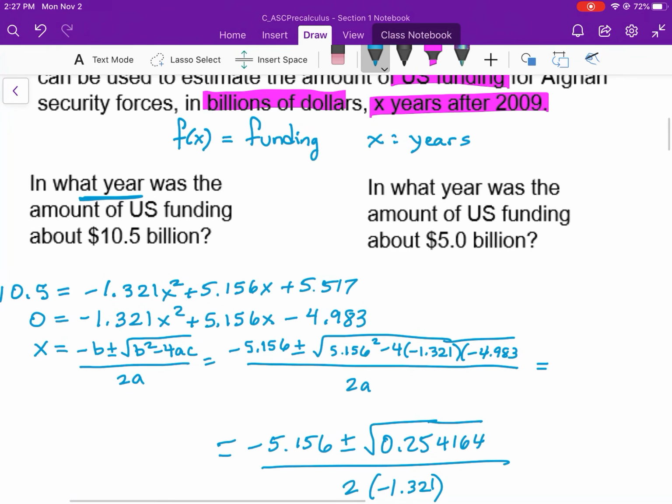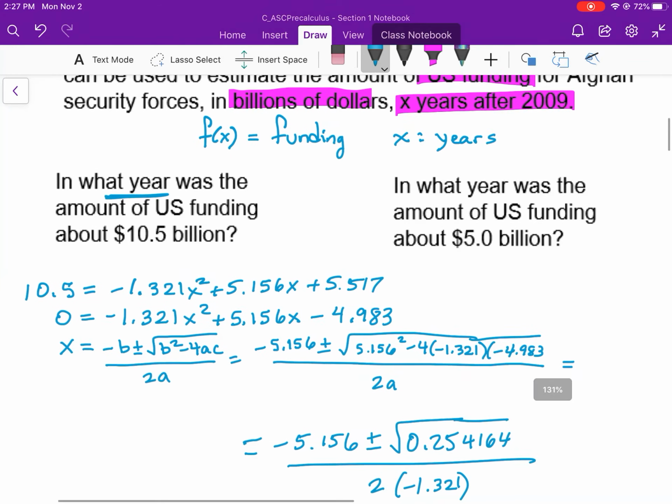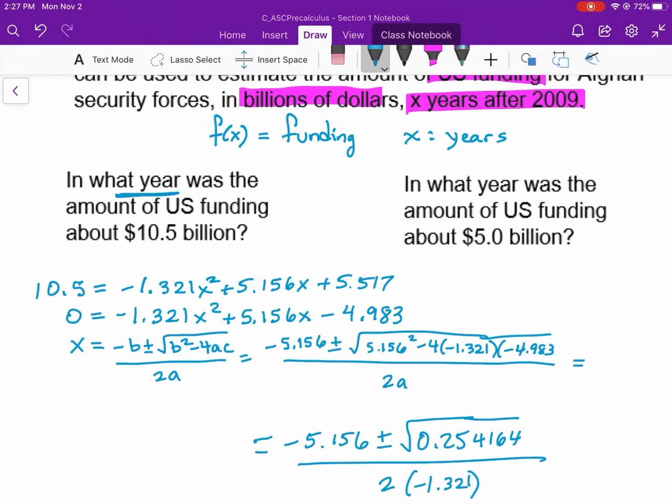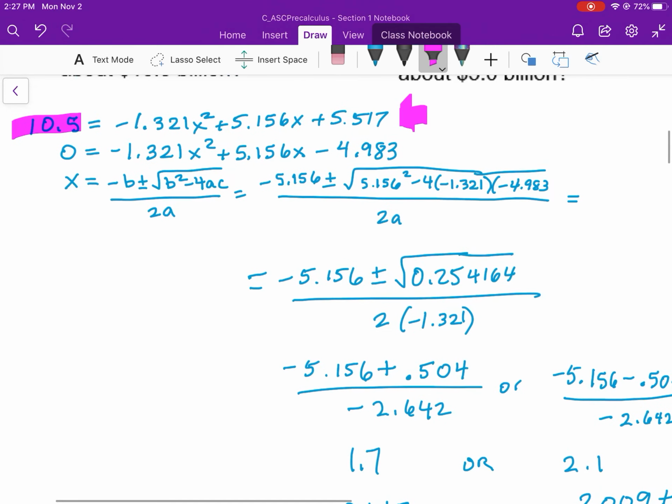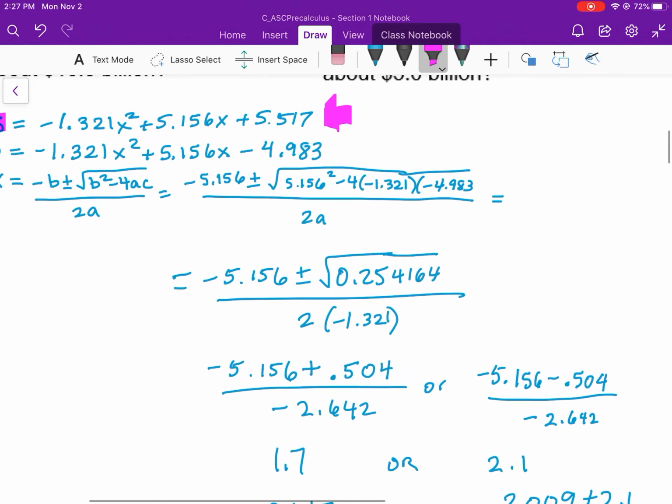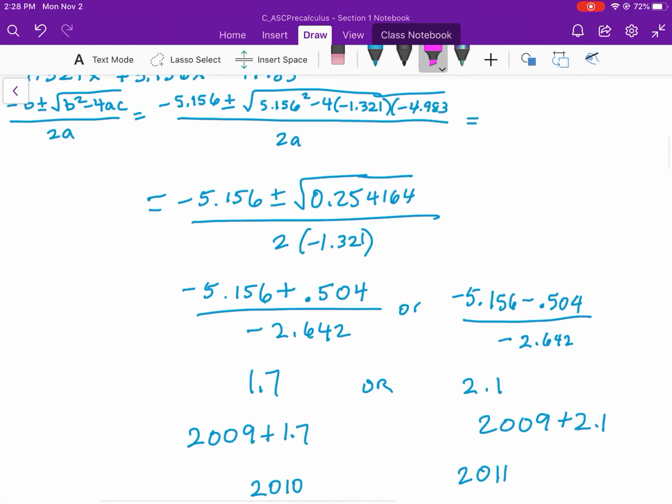Now I did this one out before I made the video because there's a lot of writing and I figured it would save some time. So what I did is here's my original, right, with the function, and I set it equal to the 10.5 because that's what the funding was supposed to be. And then I subtracted it from both sides. And then I used my quadratic formula. And it was really kind of tedious just because the numbers were so small. But I ended up getting two answers for this. I ended up getting 1.7 and 2.1, which were both valid answers.